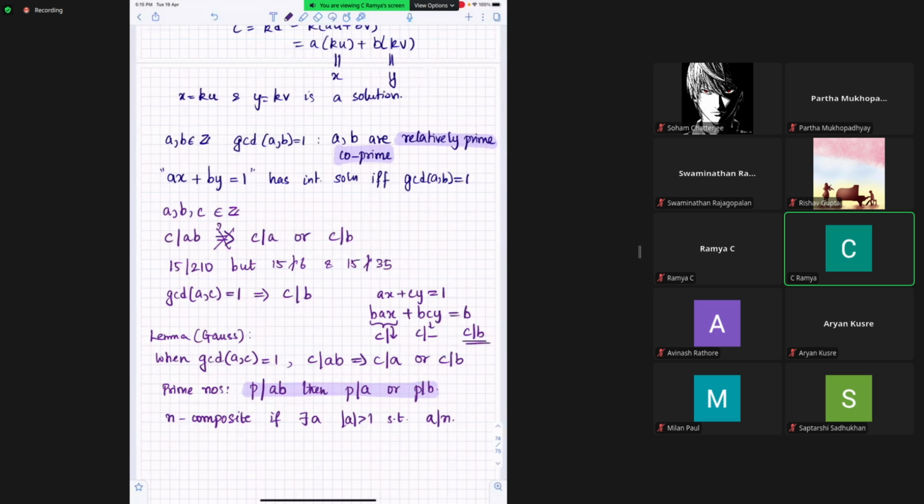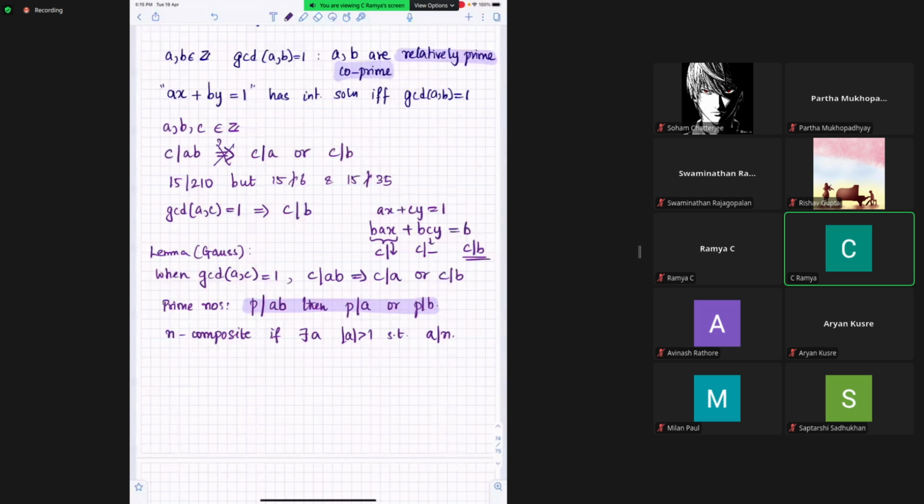What? Yes. Okay, so C should definitely divide one of the factors, is what I meant. It depends on the nomenclature of what you choose B to be or A to be, right? Yes, ma'am. When we say GCD of A and C is 1, then if C divides A, then C will be forced to be 1, right?